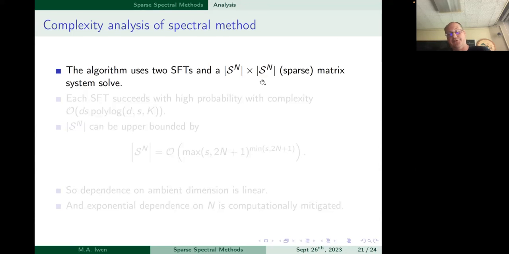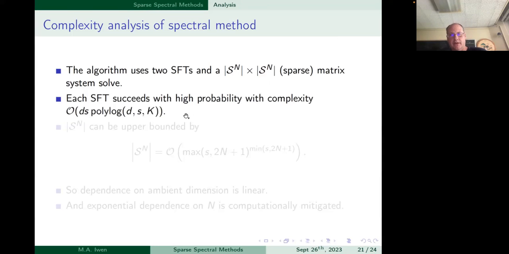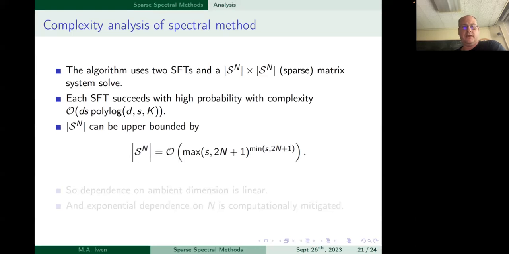And then we're going to have a relatively sparse, it turns out, linear system to solve that's going to be the cardinality of the nth stamping level set by the cardinality of the nth stamping level set. Okay. Each sparse Fourier transform, we've gone over this before, is kind of log linear in the dimension D and linear in the sparsity S if you are doing it with high probability kind of recovery of a good answer.